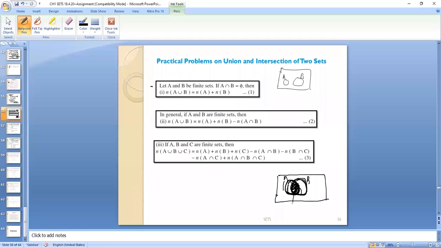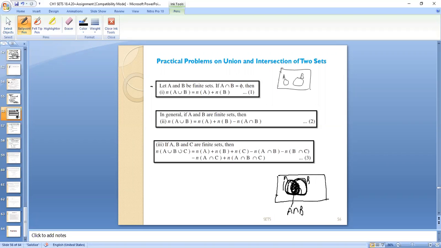This is what we have done earlier. This is A intersection B, elements common to A as well as B. So I will subtract the number of elements in A intersection B, or you can keep this formula in mind: A union B is equal to A plus B minus A intersection B. So the number of elements in A union B is equal to the number of elements in A plus the number of elements in B minus the number of elements in A intersection B. Then, third, this formula you will keep in mind, right?